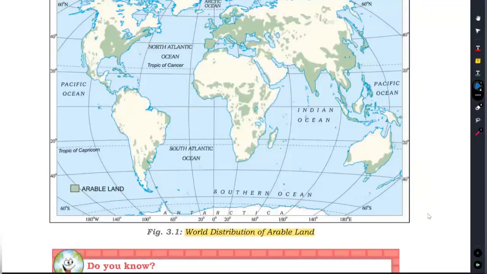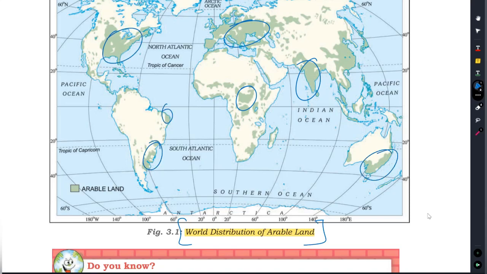See, here in this map they have given the world distribution of the arable lands. These green colored areas are the arable lands. In this small portion only you have to produce the crops which are required for the whole world, right?